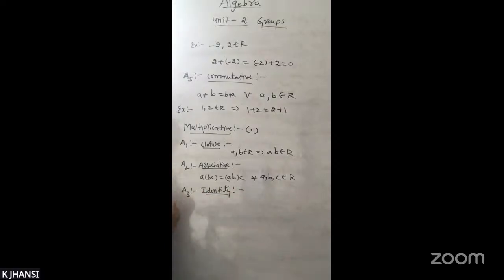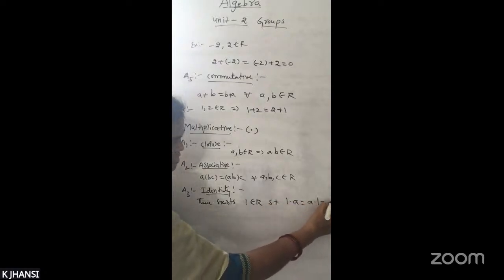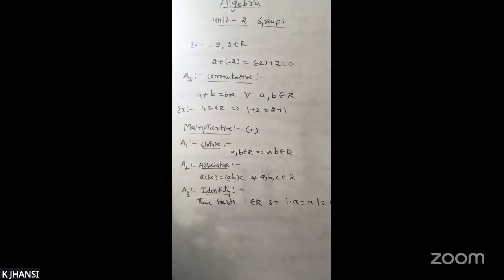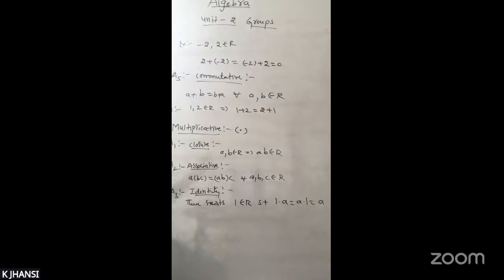So the identity property is that there exists 1. So for multiplication, the identity element is 1 here. So 1 belongs to R such that 1 into A is equal to A into 1 is equal to A. So 1 into A is equal to A into 1 is equal to A for all A belongs to capital R. This is the identity property.